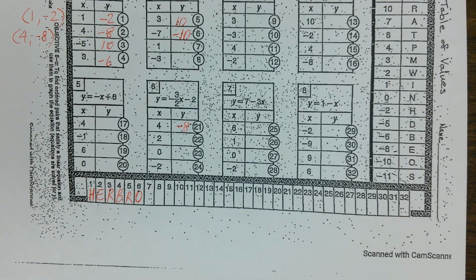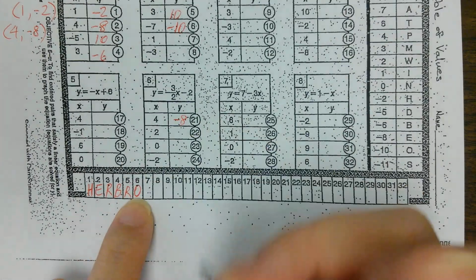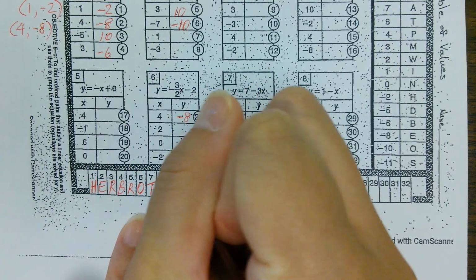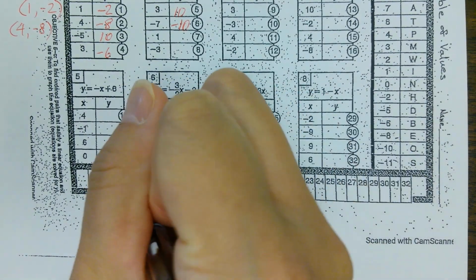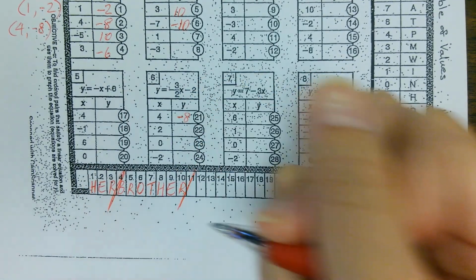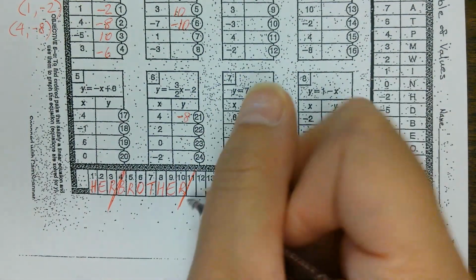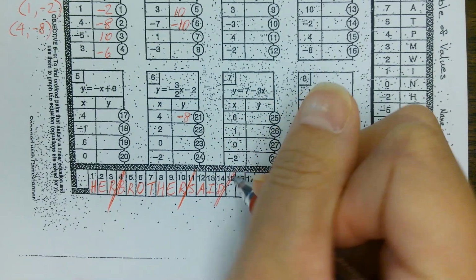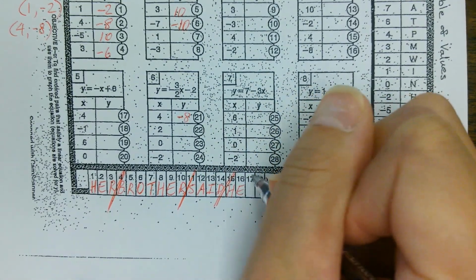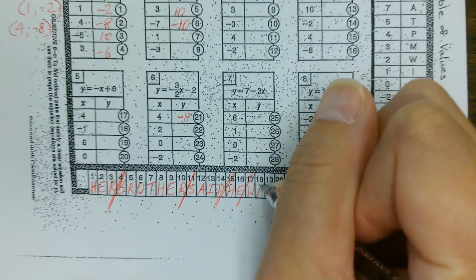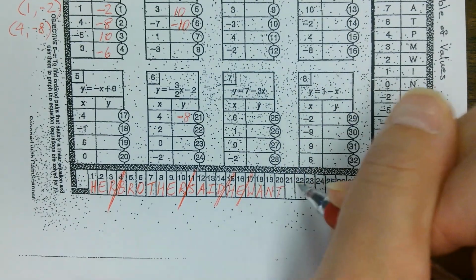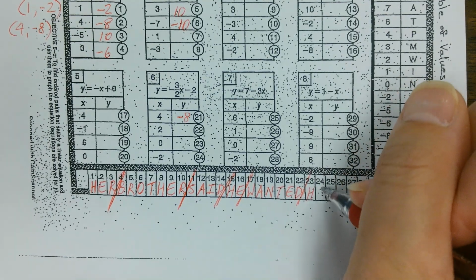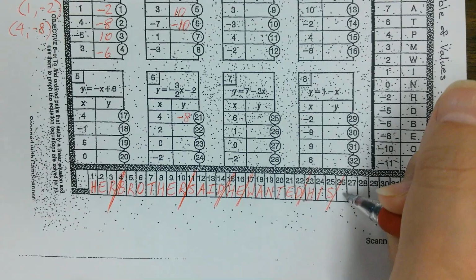Okay, let's come up with that secret message. So what was that secret message? Her brother said he wanted his palm.